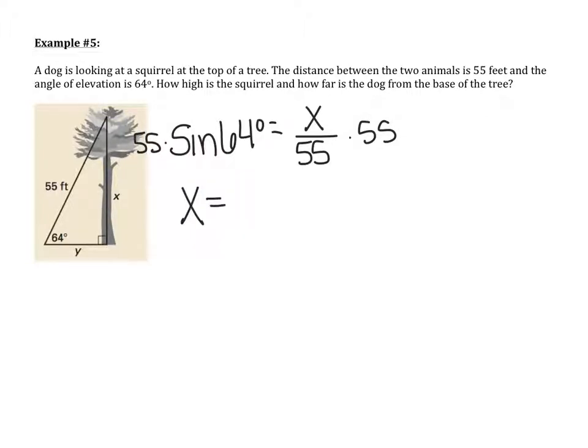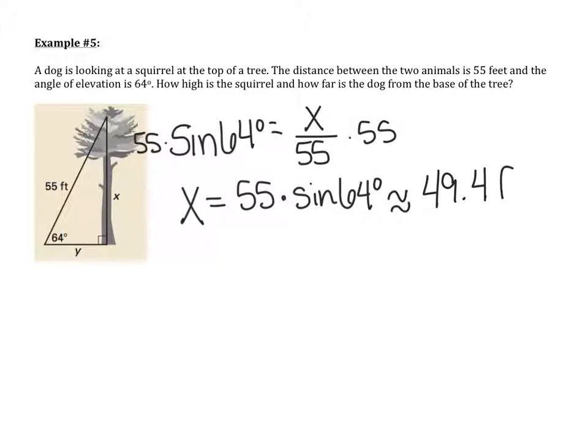So my exact answer would be 55 times the sine of 64 degrees. But of course we want to find an approximate answer to that, so we're going to use our calculators to round this. So typing in 55 times the sine of 64 into my calculator, I get about 49.4 feet. So that is how high the squirrel is up in the tree. And now let's move on to find the y value.